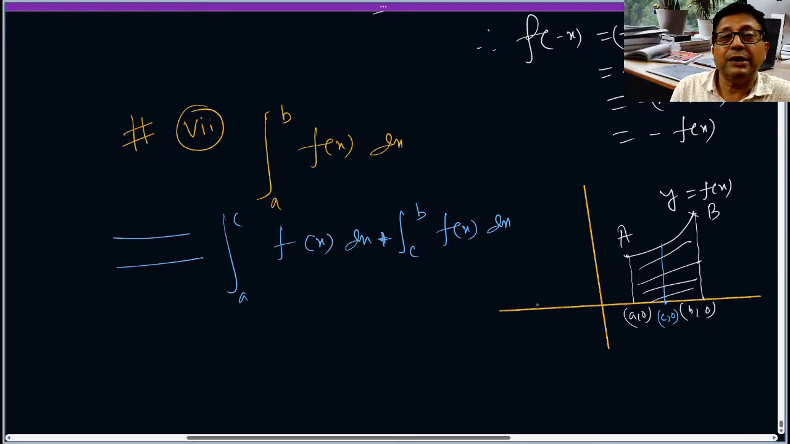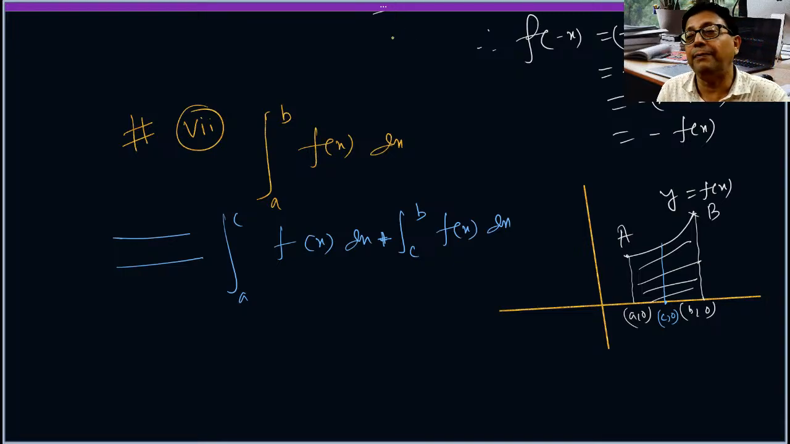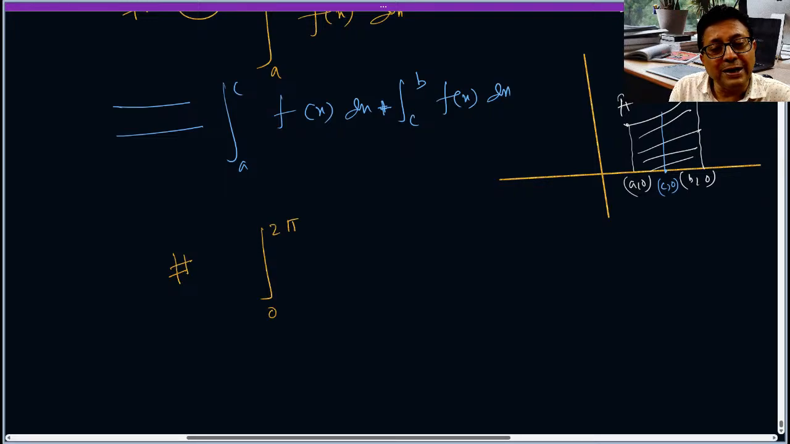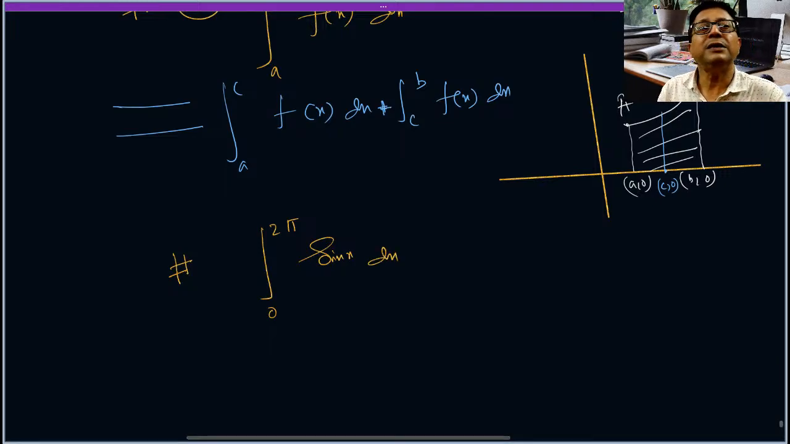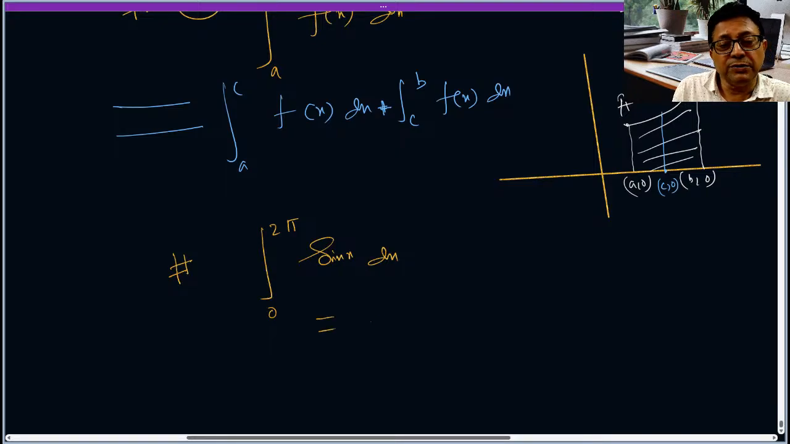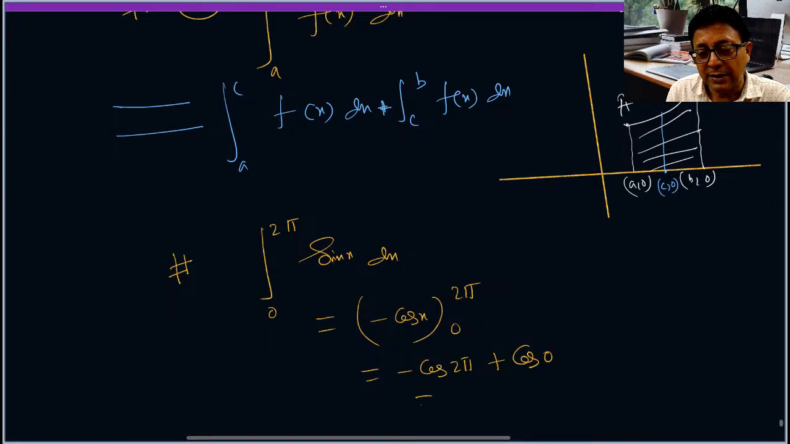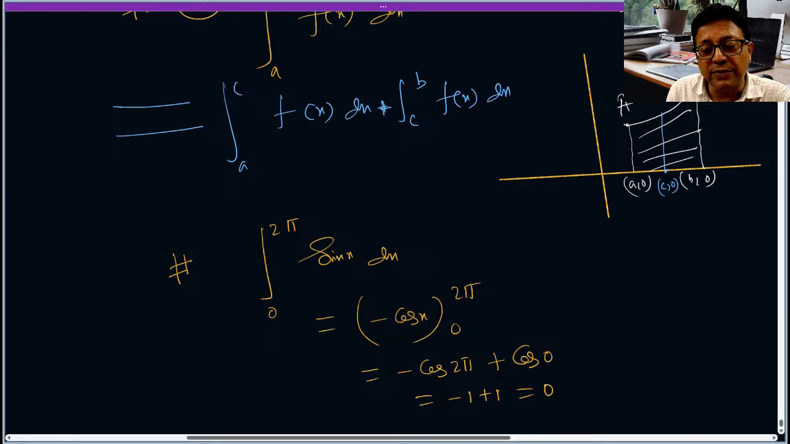So let us apply it. What kind of sum is there where you can apply it directly? Okay? Let us start with this one, that is the integral 0 to 2 pi of sin x dx. Everyone can do this, isn't it? This is, you know, minus cos x from 0 to 2 pi, it is minus cos 2 pi plus cos 0. You understand? It is minus 1 plus 1, value is 0.